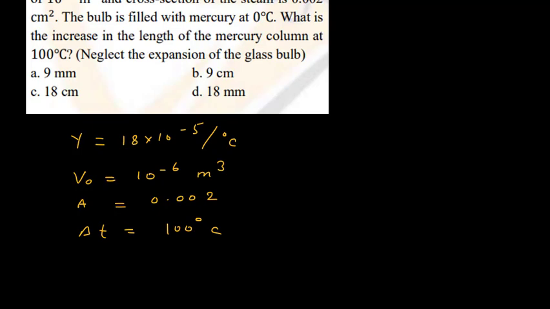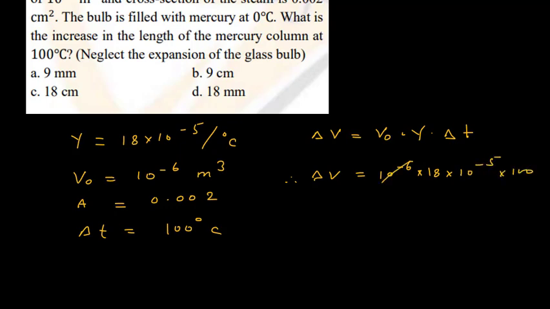Okay, now we know that delta V, the change in volume, can be written as V0 into gamma into delta T. So all the values on the right hand side are given. So delta V we will find out: it is 10 power minus 6 into 18 into 10 power minus 5 into 100.